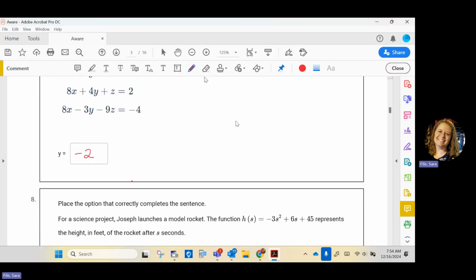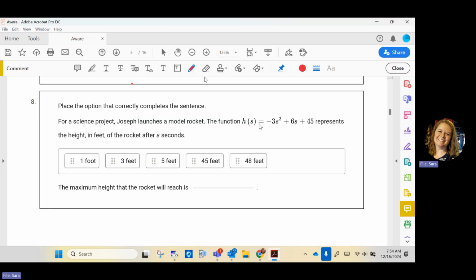All right, number 8. It says place the option that correctly completes the sentence. So this is a drag and drop in Aware. These are essentially your answer choices. It says for a science project, Joseph launches a model rocket. This is what we did really recently, just on the last test we took.